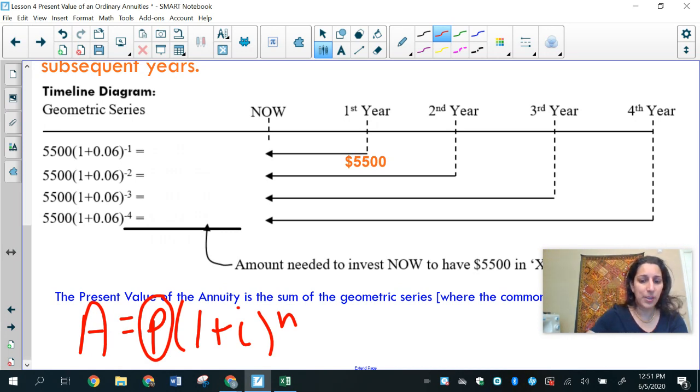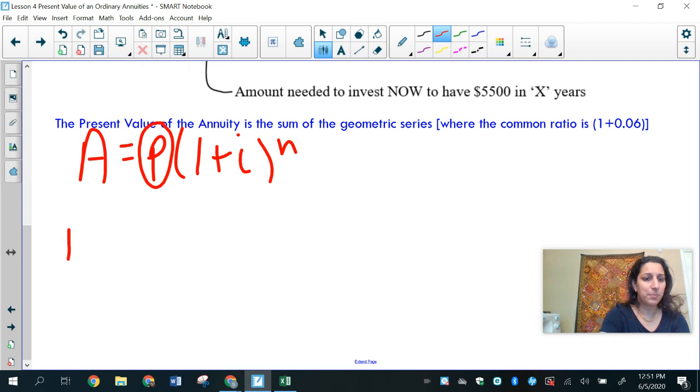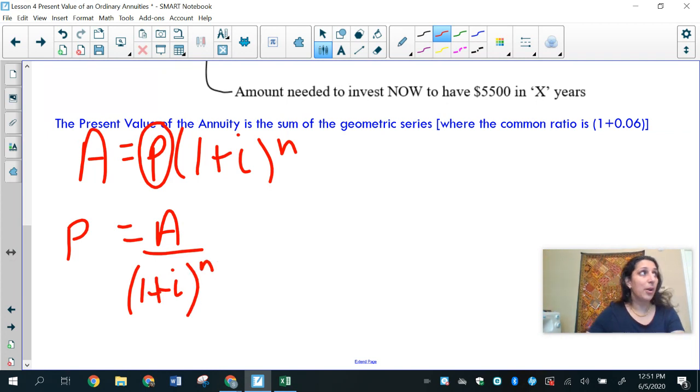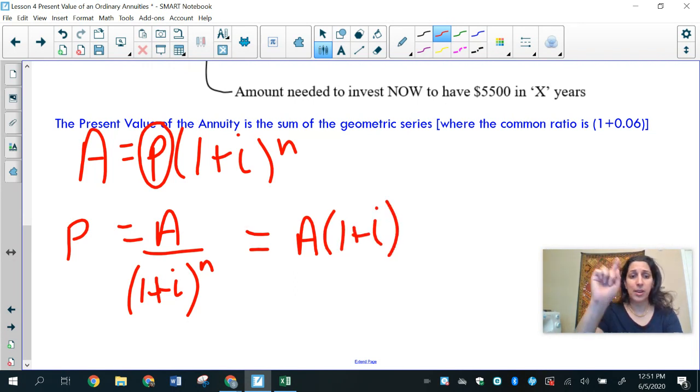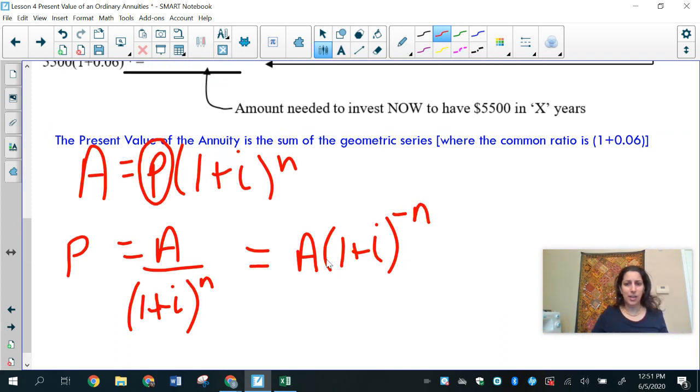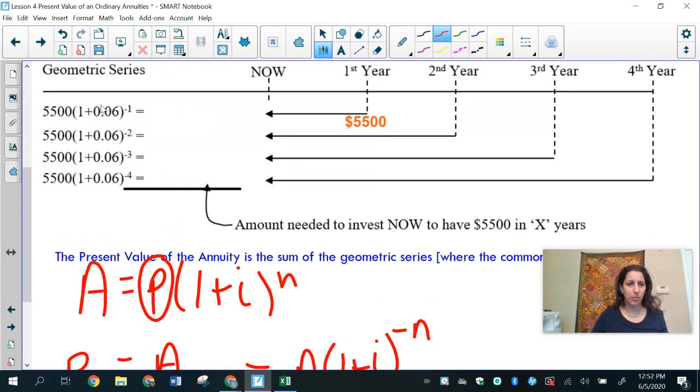So when you're solving for P, you're going to get principal is equal to A divided by (1 plus i) to the n. Okay, now if I don't want to have a fraction, I could write it as A times (1 plus i) to the negative n. We know exponent laws: when we bring a power from the denominator up to the top, it becomes a negative exponent, and that's where that formula comes from.